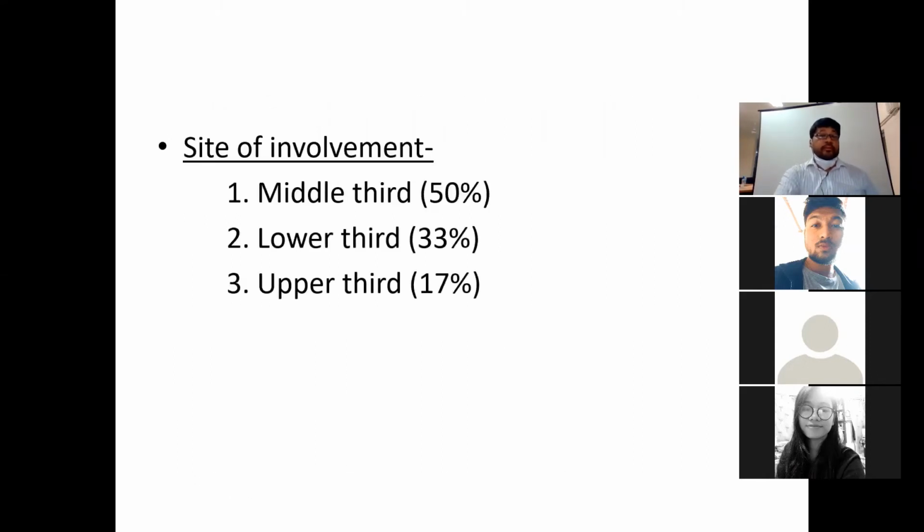So regarding the site of involvement, most commonly the middle third of the esophagus is involved. The incidence is around 50%. And next to that is the lower third, that is 33%. And the upper third is around 17%. So these are the sites of involvement.